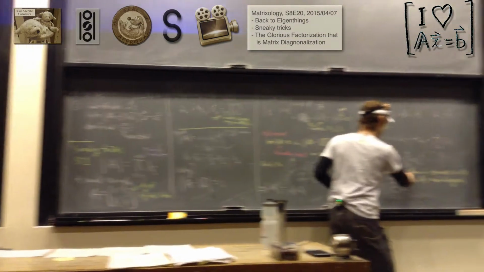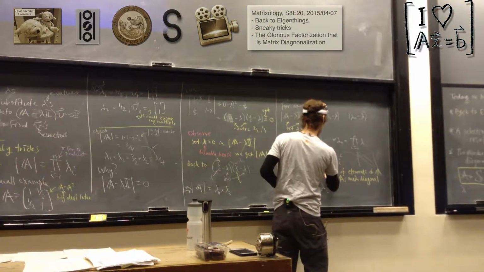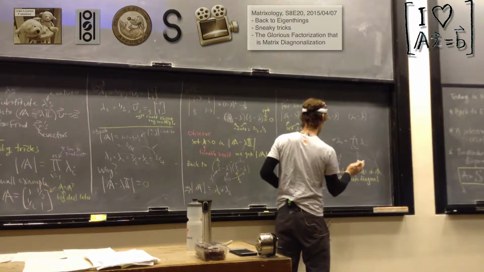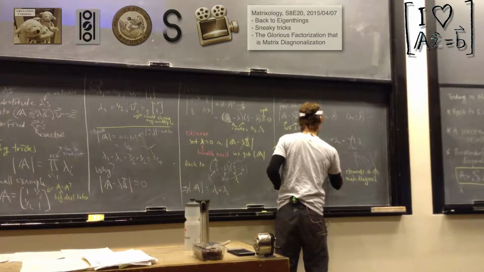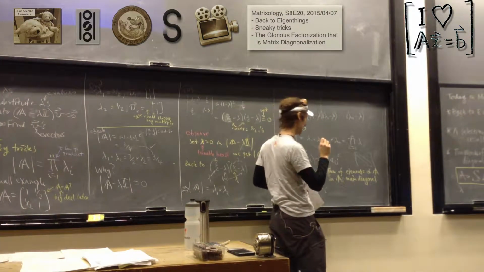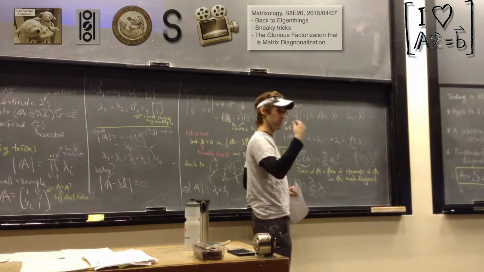This thing? What's this thing? Oh yeah, this bit. So i equals 1 to n. Yeah? Is that okay? Did I get it right? Chalk.